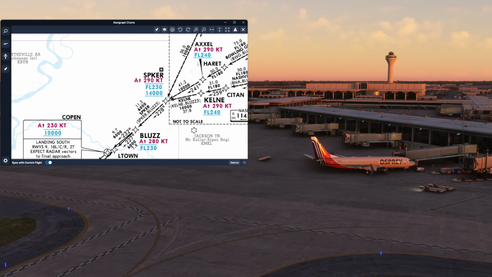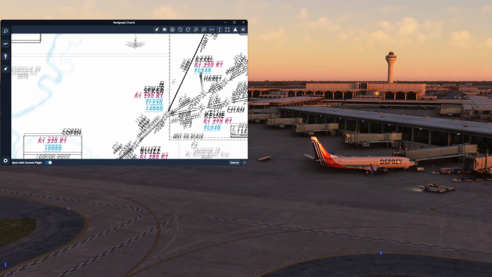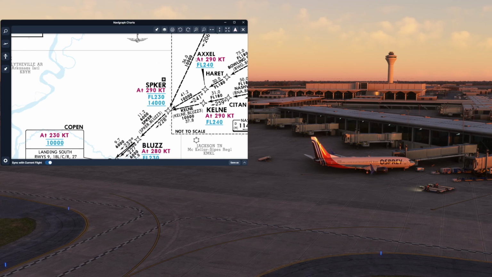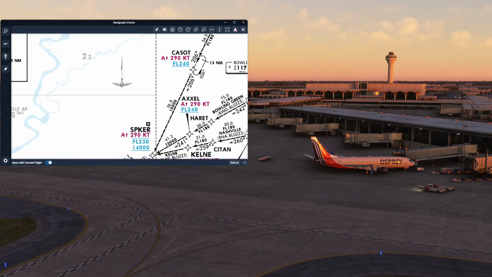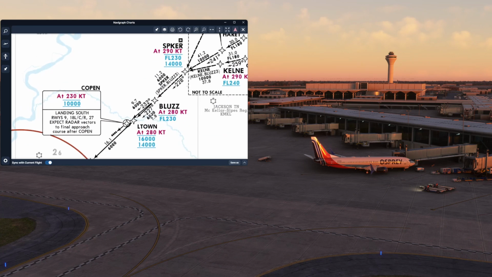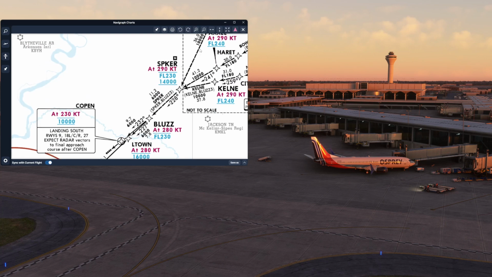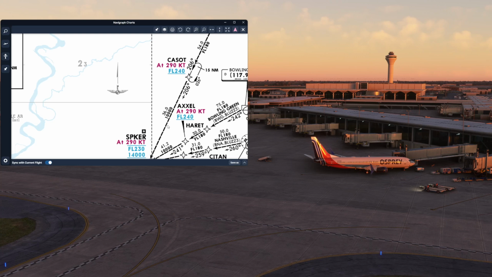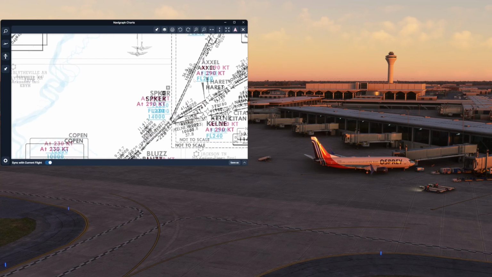We wouldn't be told for each one of these to step down like you would, for example, in the UK. You would just be given descend via the STAR and you'll be expected to follow all of these constraints, both speed and altitude, all the way through your STAR, because the controller then sequences you, assuming you're flying to all of these really accurately.